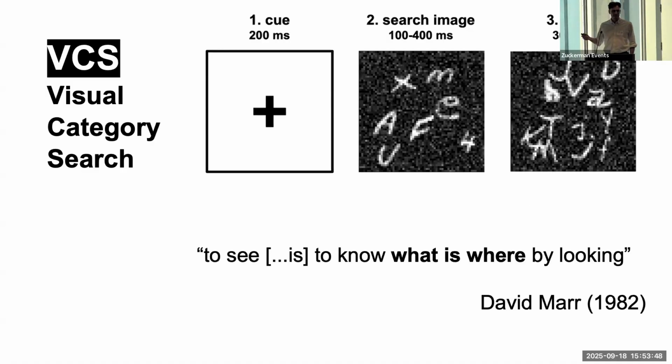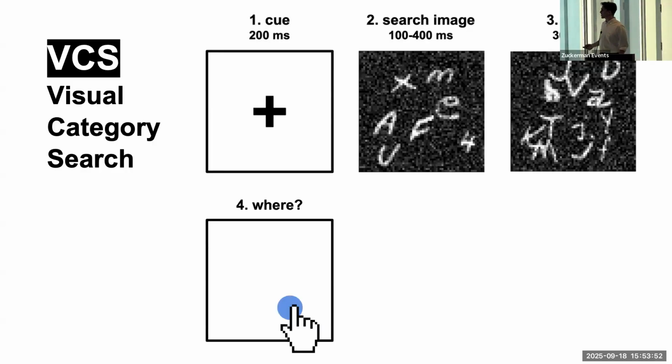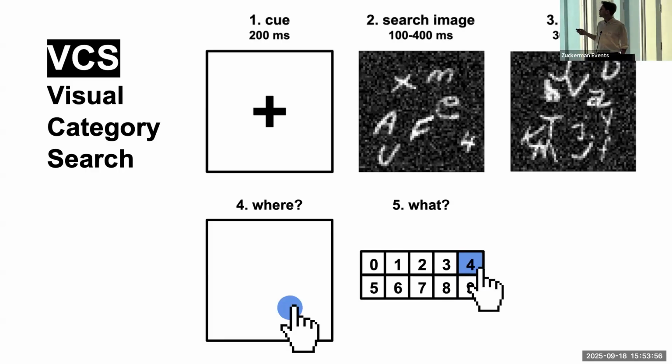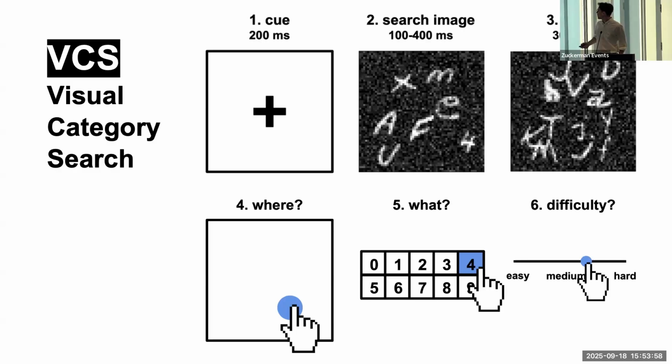And inspired by David Marr, who said that to see is to know what is where by looking, we asked participants to click where they saw the digit, which class it belonged to, and also rate the difficulty of that particular search trial. And in this talk, I'm going to ignore human behavioral data and just focus on the modeling. But we use the same task to evaluate the model.